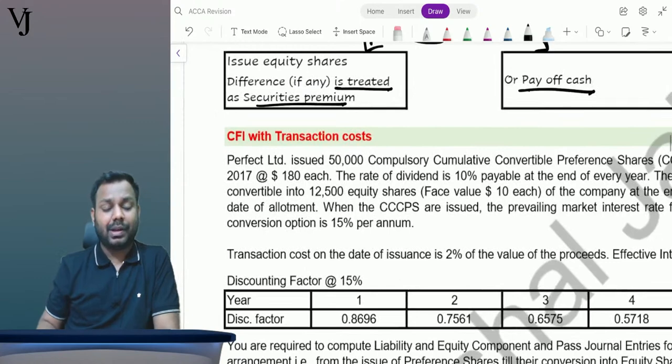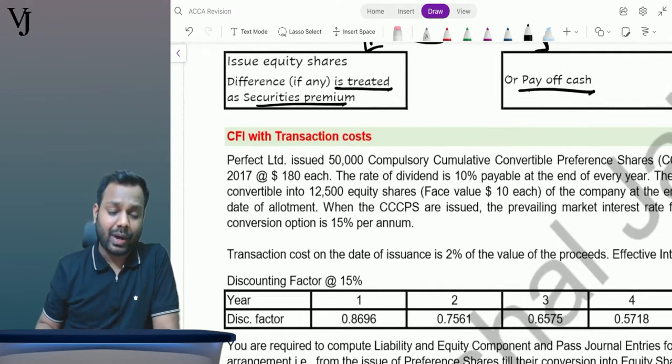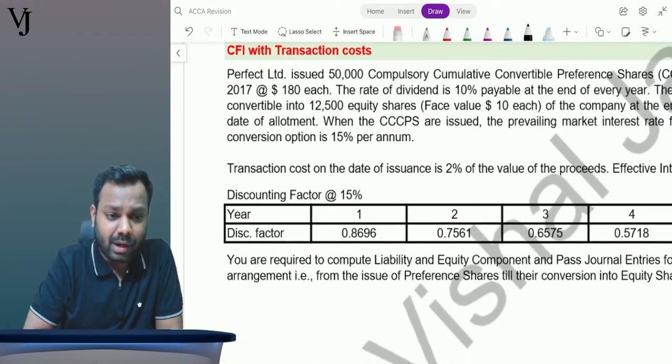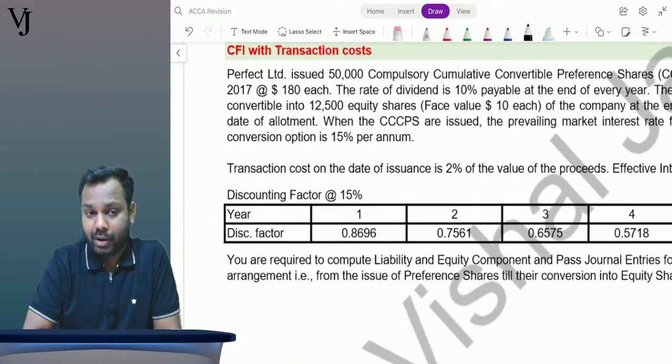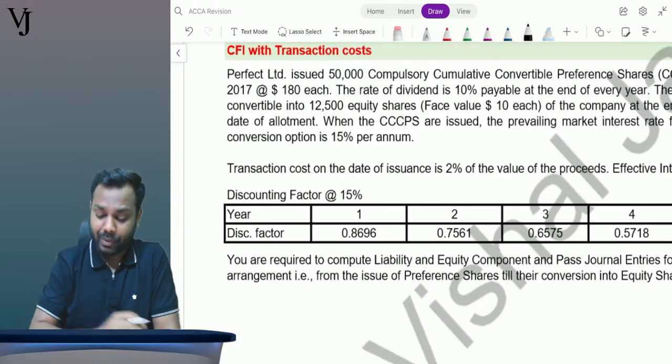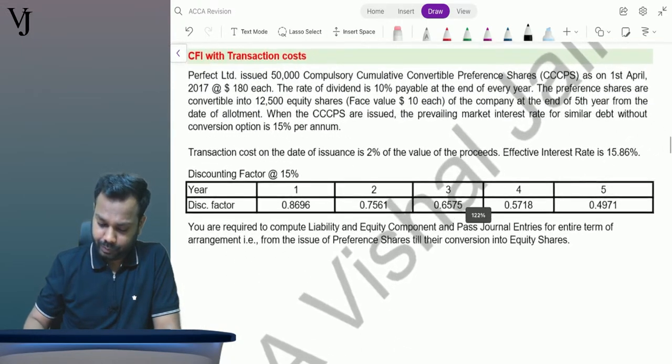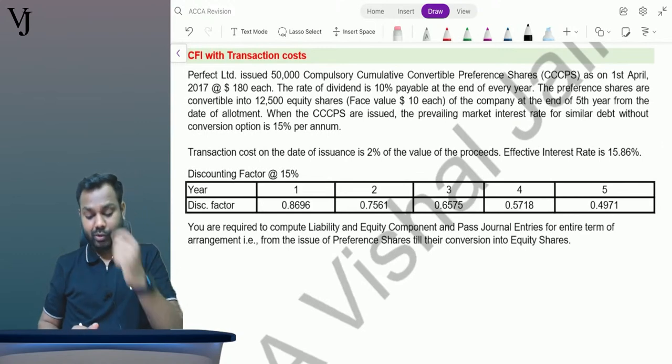Now, this is the accounting treatment of a compound financial instrument. Now, let's take up a question of a compound financial instrument with transaction cost involved. Let's see this question and try to solve it.